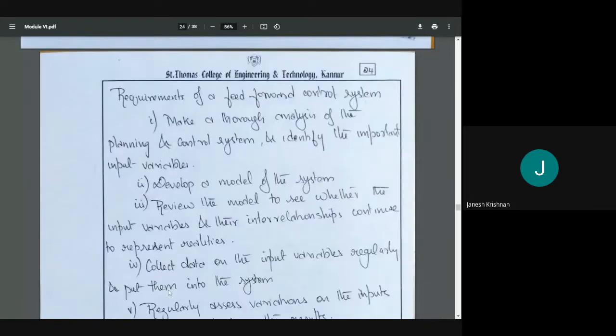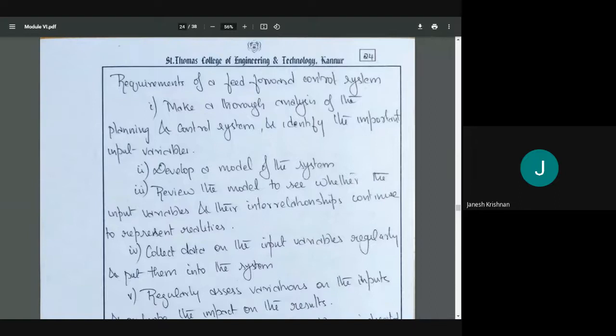Now, what are the requirements? We need to have a thorough analysis of the plan and the control system, and we have to identify what the important input variables are. So in this case, it is the charge, how much is the battery capacity, and how much we are going to use it, that becomes our variable, right? Then we'll have to develop a model. A model can be a simulation, a physical model, or it can be on pen and paper. Okay, so we have to develop a model. We need to review the model and see how the relations are, how the parts work together, right?